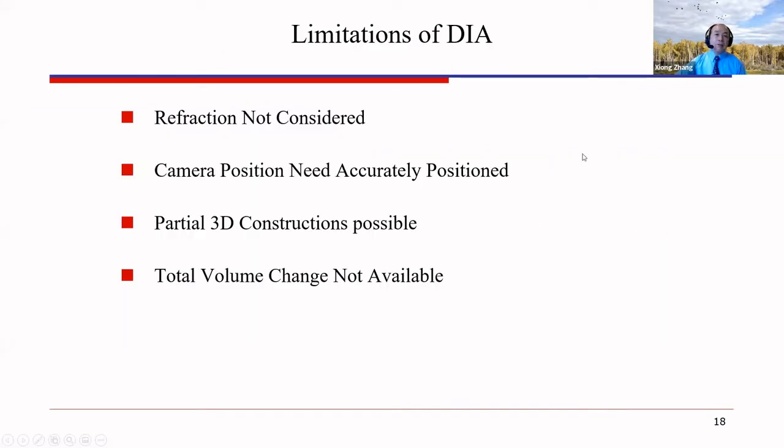And the limitation for digital image correlation is it did not consider the refraction, so it can only test the soil if you run the test in the air. And you need to accurately determine the camera position, especially if you would like to get a partial 3D construction. And because the soil blocks the view of itself, you cannot get the total volume change. You can only get a partial of the 3D construction.